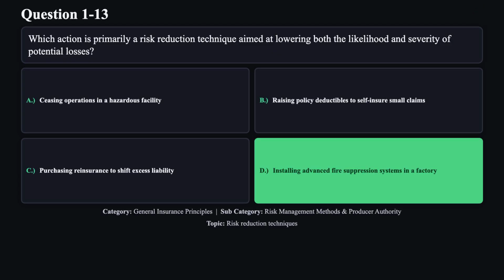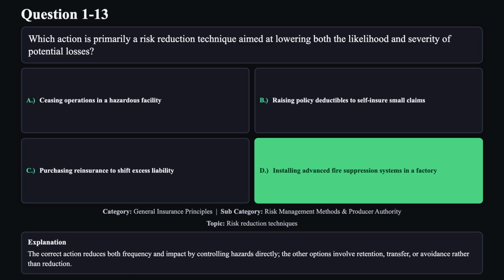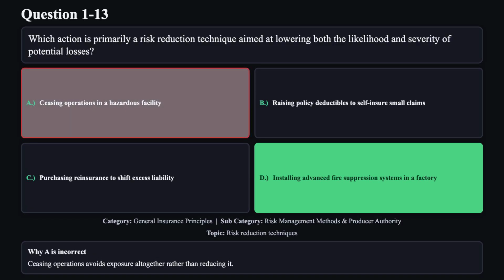The correct answer is D. The correct action reduces both frequency and impact by controlling hazards directly. The other options involve retention, transfer, or avoidance rather than reduction. Reason A is not correct. Ceasing operations avoids exposure altogether rather than reducing it.